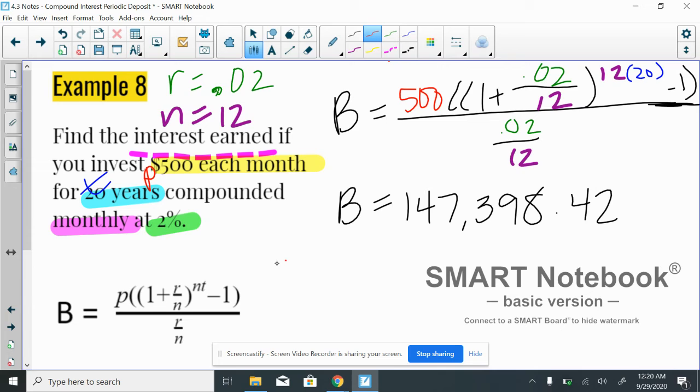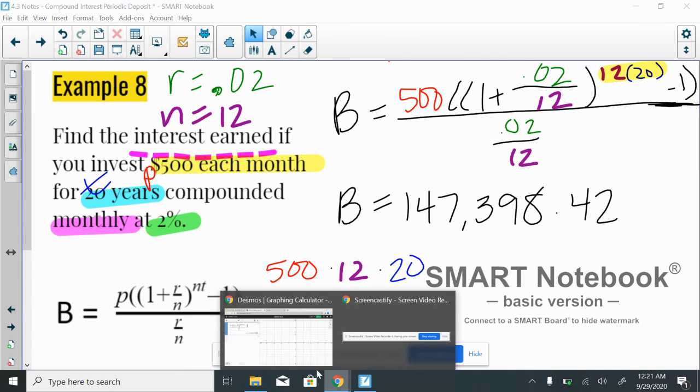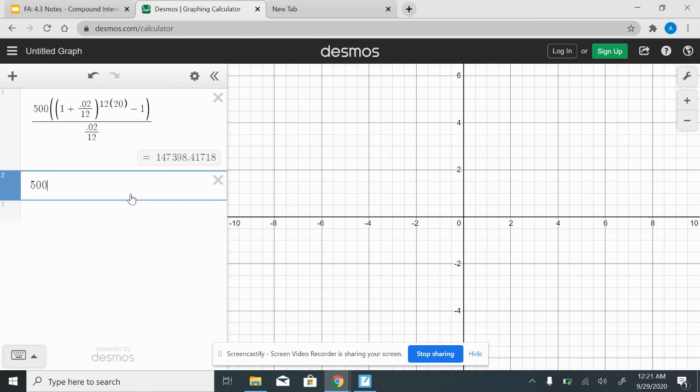So in this example, you paid $500 a month. So 500 times the compounding, the N value of 12, times the time value of 20. Basically, you guys, you are using the NT up here. Principal times N times T gives you how much you paid in total. And since I don't want to do that math by hand, 500 times 12 times 20 is $120,000 paid in over the 20 years.